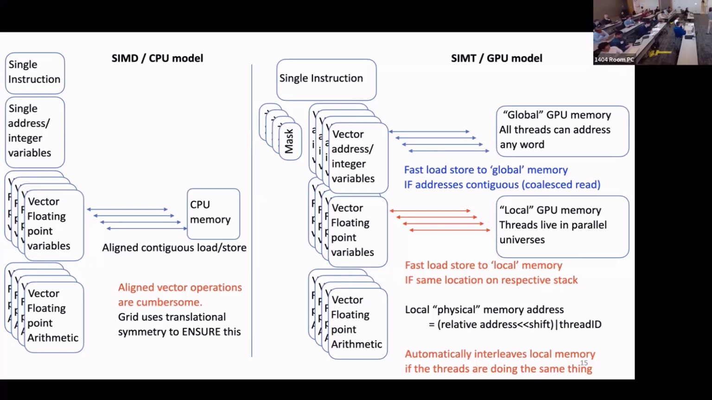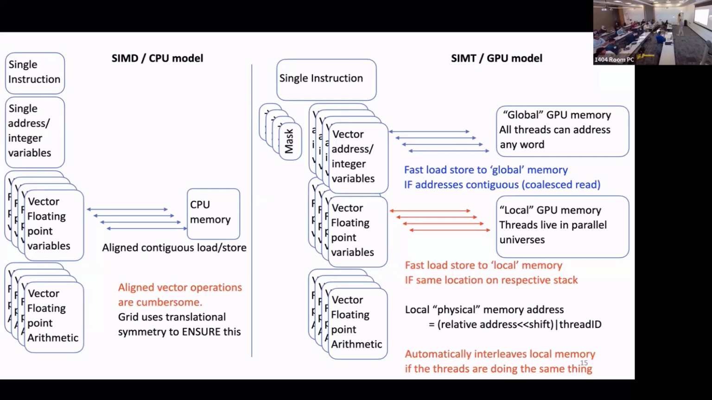Okay, so yeah, I just want to say this: local GPU memory threads live in a parallel universe, right? Where they can't address each other's memory, but in the physical memory, they're interleaved and give high speed, right? Because the thread index moved into the physical address bits in a way that makes them contiguous.